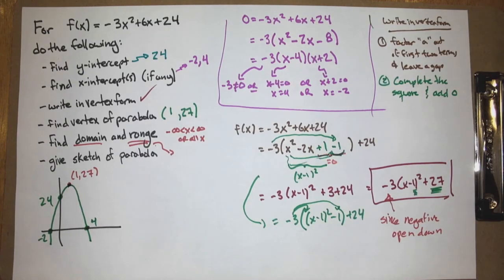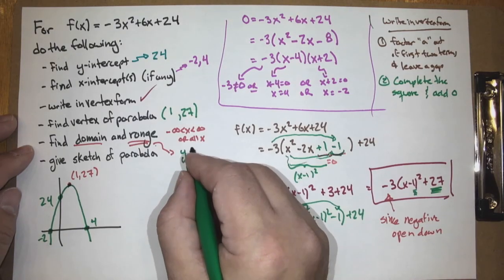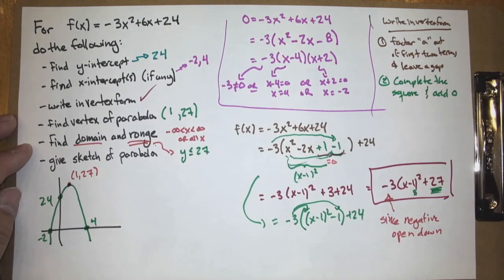Okay, so what's the range? What outputs can we get? Up to 27. We can't get anything above 27, but we can get everything below 27. So our output is anything less than or equal to 27. That's our range.